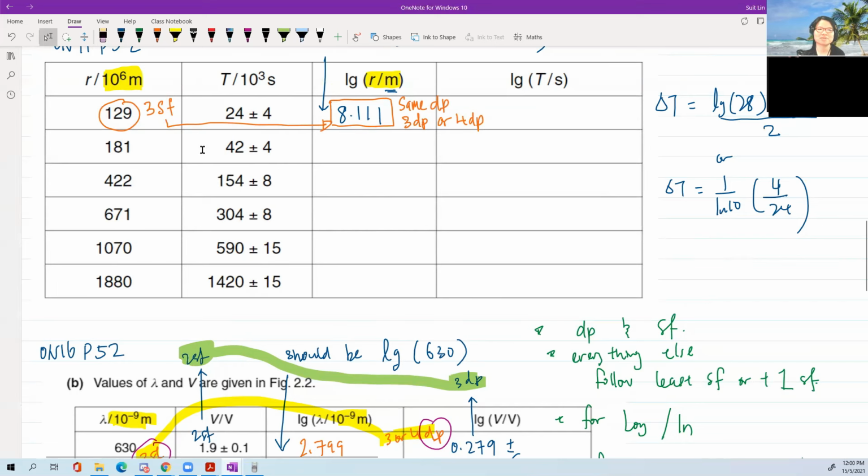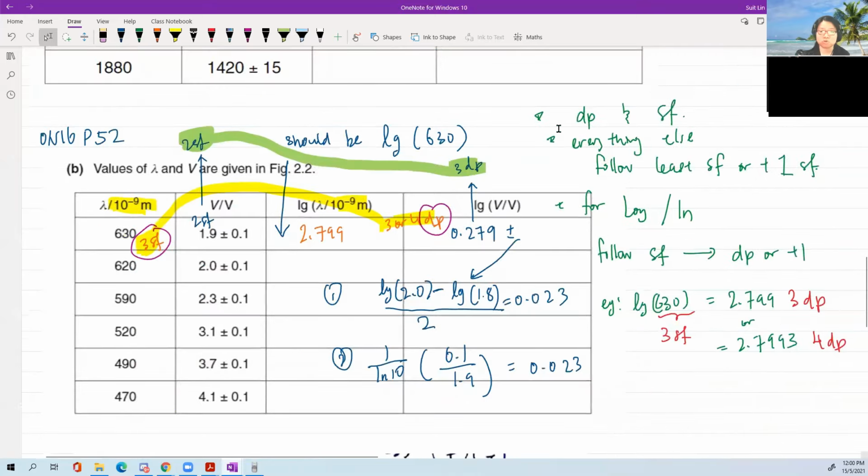So you just take this one divided by this one, this one divided by this one. And it's always 1 over ln 10: 4 divided by 42, 8 divided by 154, 8 divided by 304. This is faster, this is slower. I guess you always know half the range. So totally up to you. This one can be a mixture of SF.